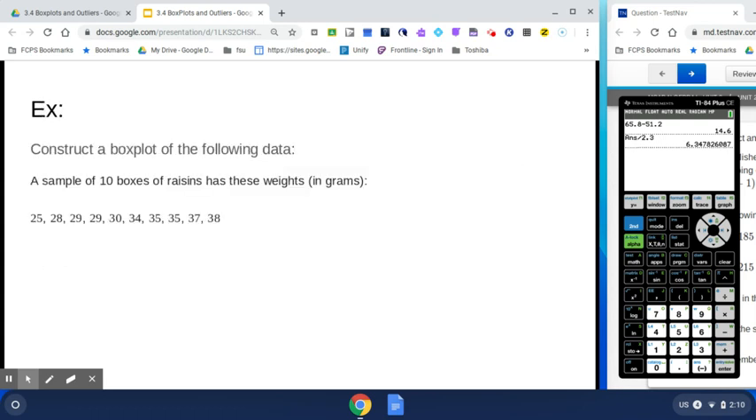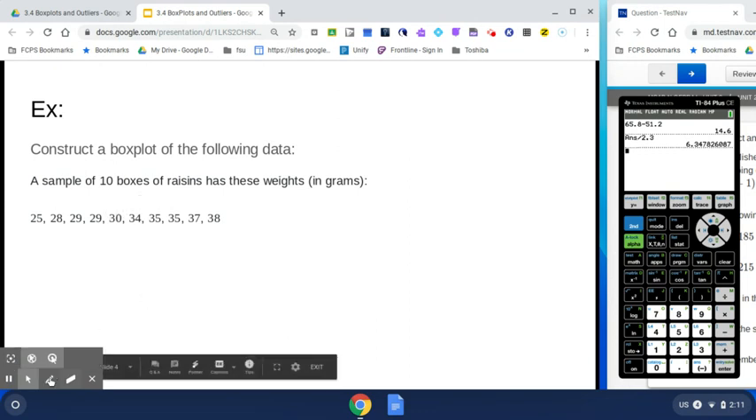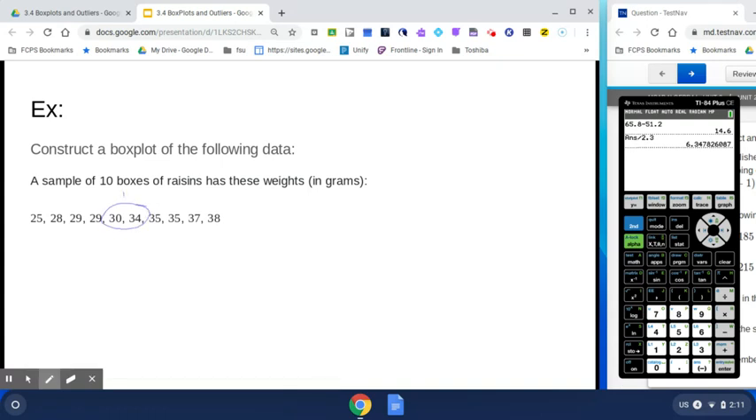All right, we're going to go ahead and construct a box plot for the data that's listed there. That data is already put in numerical order, which is key to finding the median and therefore finding the quartiles as well. So it is a sample of 10 boxes, so there's not going to be just one number in the exact center. So if we look, it looks like the 30 and the 34 are the 2 values in the center of the distribution. And when we have 2 in the middle, we add them up and divide by 2, and this gives us our median of 32.